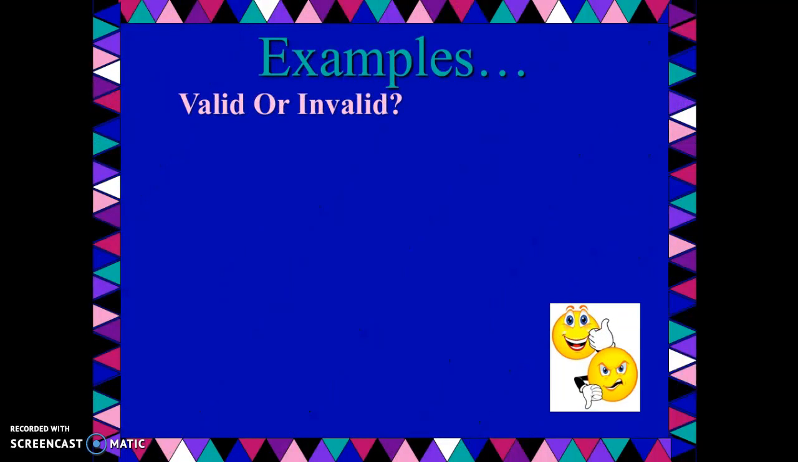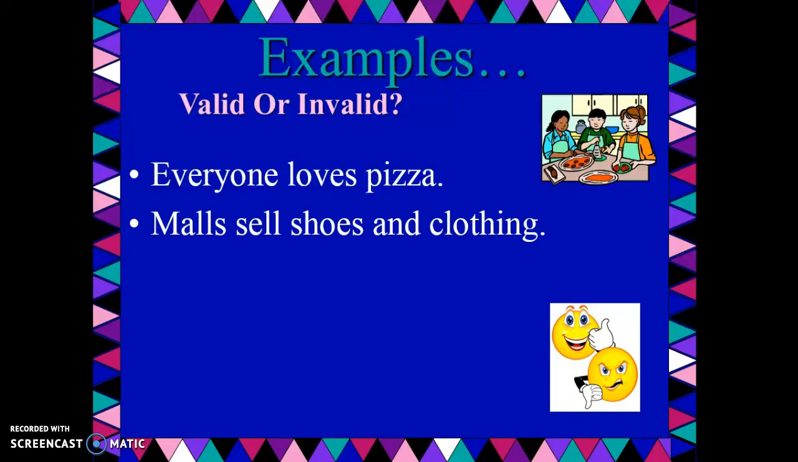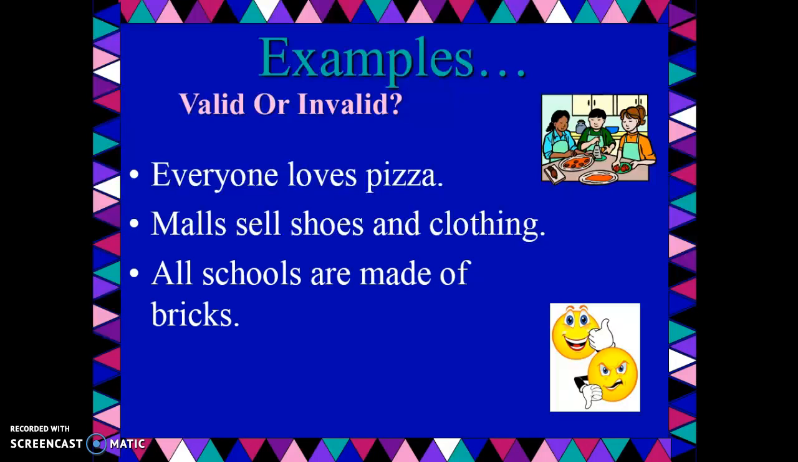So here are a couple examples. I want you to think about these and then answer in the questions that come up. Are these valid or invalid, true or false generalizations? So the first one, everyone loves pizza. The second one, malls sell shoes and clothing. For the third one, all schools are made of bricks. And for our last one, all birds have wings.